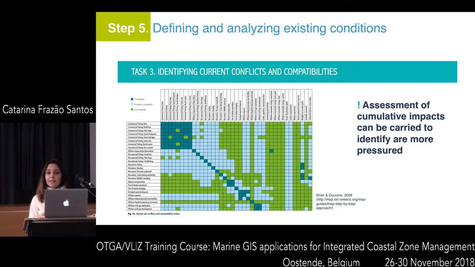Another thing that can take place at this stage is the assessment of cumulative impacts so that areas that are more pressured are identified.